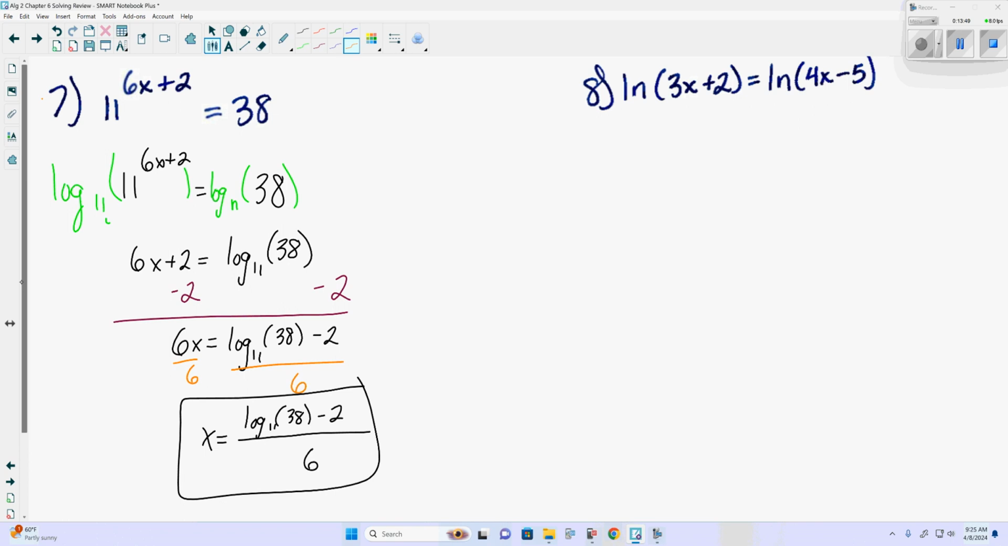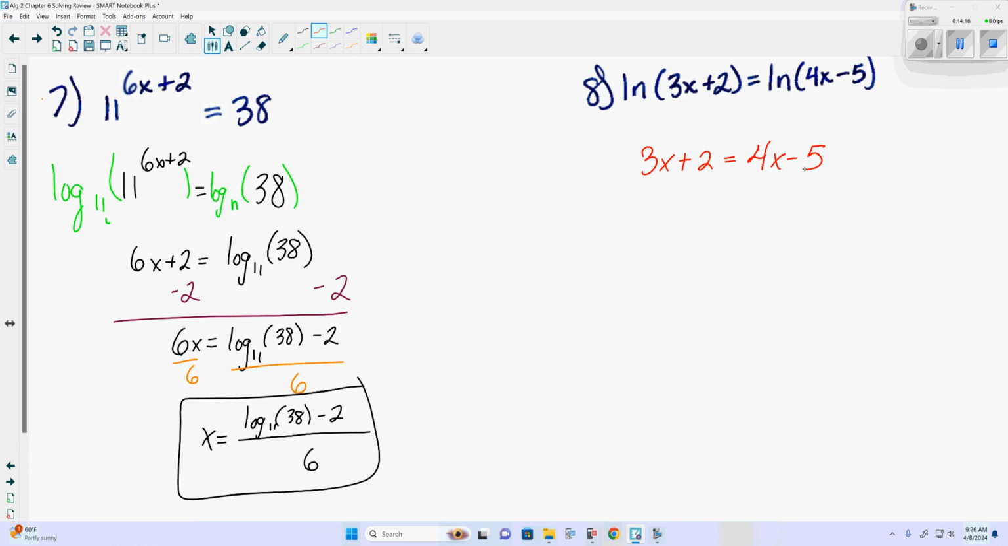We're ready for number 8. Natural log of 3x plus 2 is equal to the natural log of 4x minus 5. One-to-one property. They both are logarithms and they are the same log, yes? So what's inside must be the same. So 3x plus 2 is equal to 4x minus 5.